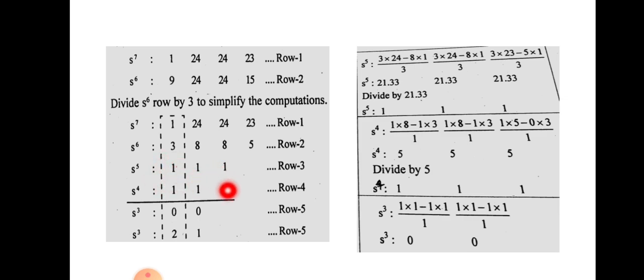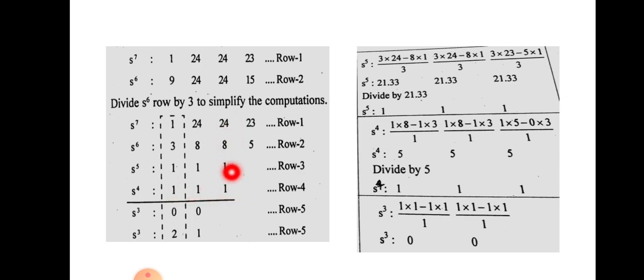So the third entry will be obtained by taking the negative determinant of 3, 1 and 5, 0. Here there is no entry, so we will put 0 here. So negative determinant of 3, 1, 5, 0 divided by 1 will give the third entry. So those steps are indicated here. You can go through it. So you will get the entries in s raised to 4 as 5, 5 and 5. And see, this row can be divided by the number 5. So you will get 1, 1 and 1 here. So the s raised to 4 row is 1, 1 and 1.